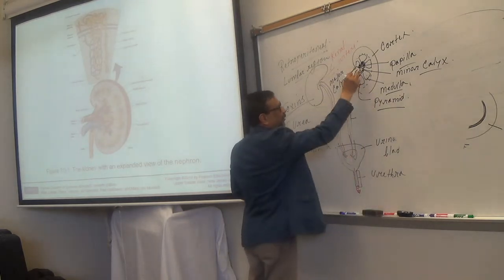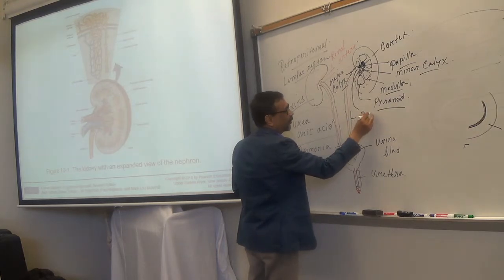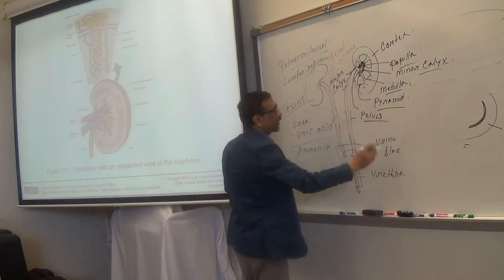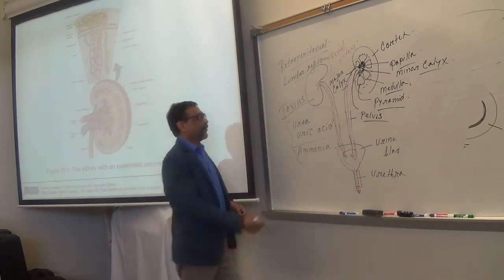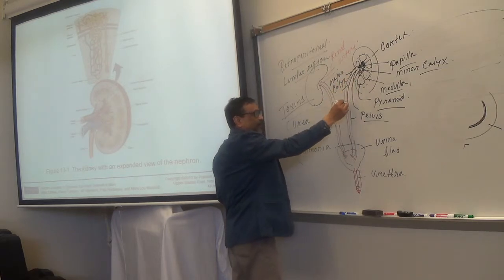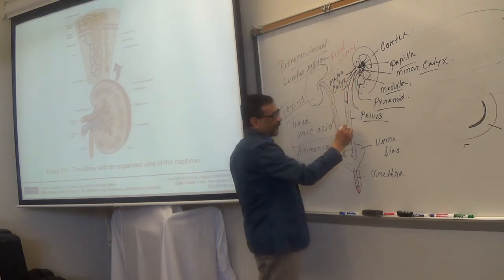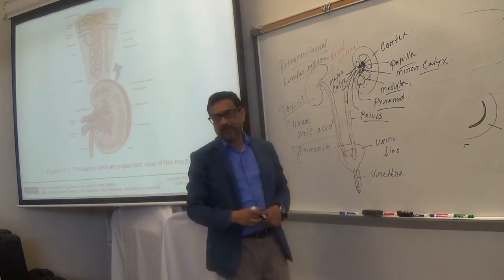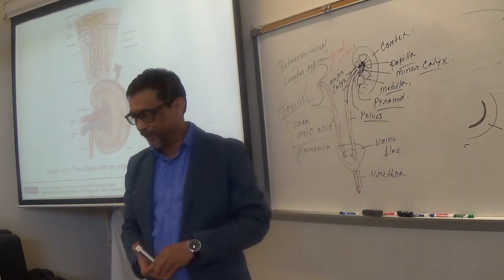So this part is the pelvis. So that's all. Okay. Then from the pelvis, the urine will enter into the ureter and then will go to the bladder. So that is the passage of urine.